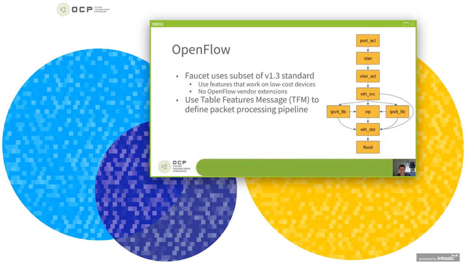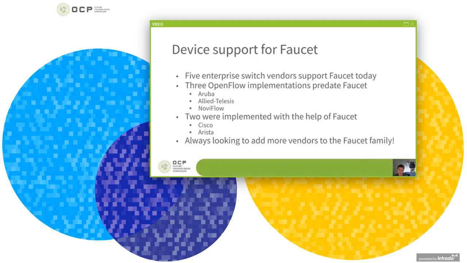And now, depending on which features you have enabled, you might get simpler pipelines than this, because Faucet always tries to use the smallest amount of hardware resource on the switch possible. So device support for Faucet is pretty good at the moment. We've got 5 different hardware vendors that support Faucet and their device families.